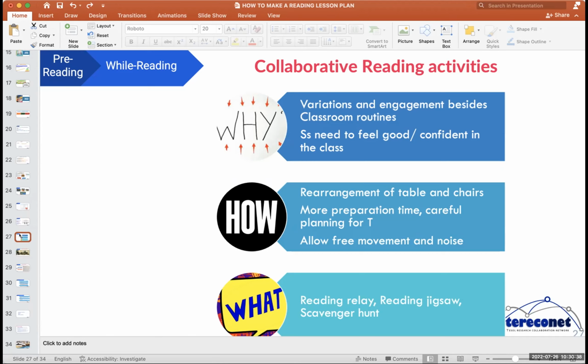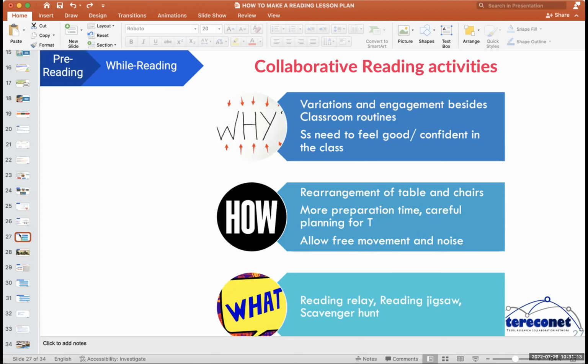The reason is that first, we need variation and engagement besides the classroom routine. Routine is important. Everyday routine is what defines us as a person. Being able to do something over and over again until it becomes a skill, until it becomes part of ourselves, is super important. But we need variation and engagement to refresh the mind, to have something for change, to boost up the energy. And it is also going to be some kind of feel-good moment.